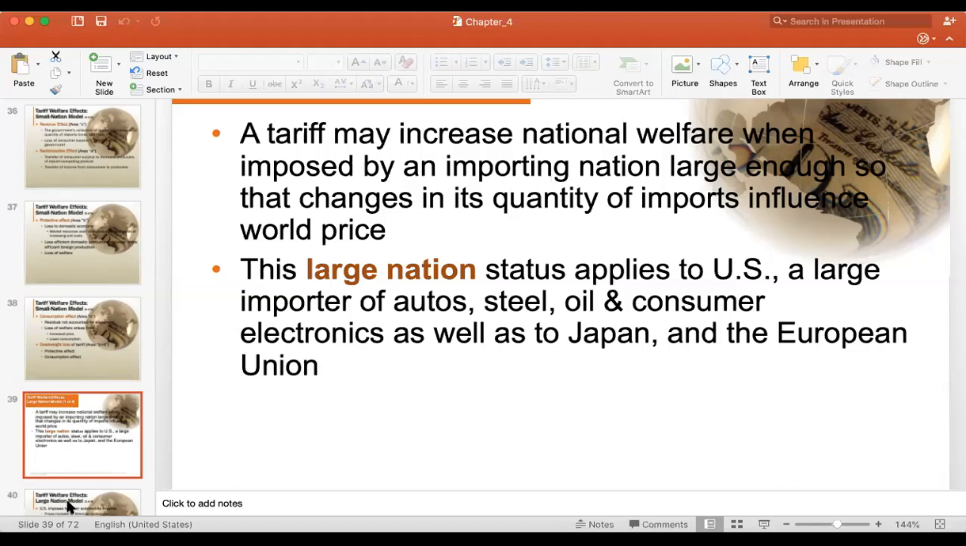So let's say, for example, the world price of imports for cars, Japanese cars, to the US happens to be $8,000. And the US decides to impose a $1,000 tariff. This will lead to the new price to be exactly equal to 9,000. Everyone follows?